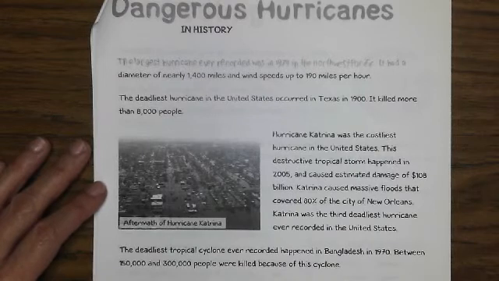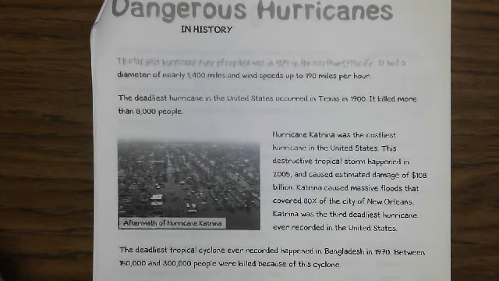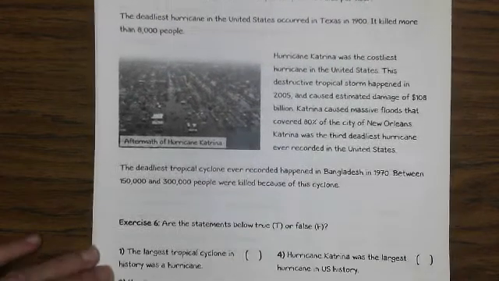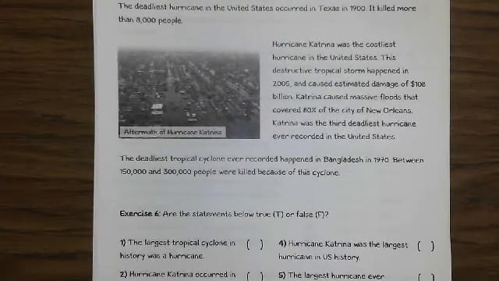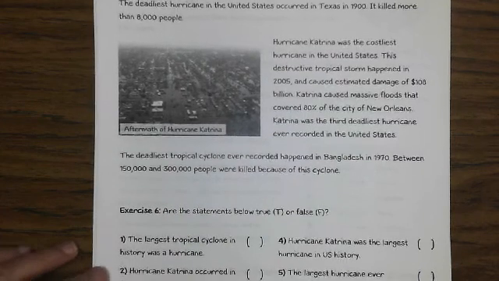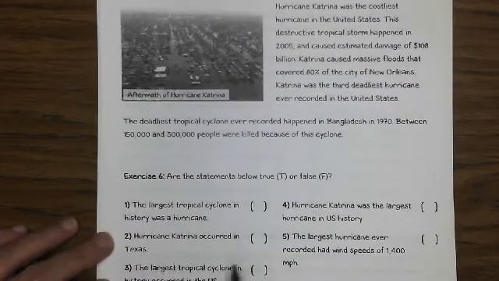Hurricane Katrina was the costliest hurricane in the United States. This destructive tropical storm happened in 2005 and caused estimated damage of $108 billion. Katrina caused massive floods that covered 80% of the city of New Orleans. Katrina was the third deadliest hurricane ever recorded in the United States. The deadliest tropical cyclone ever recorded happened in Bangladesh in 1970. Between 150 and 300,000 people were killed because of this cyclone.